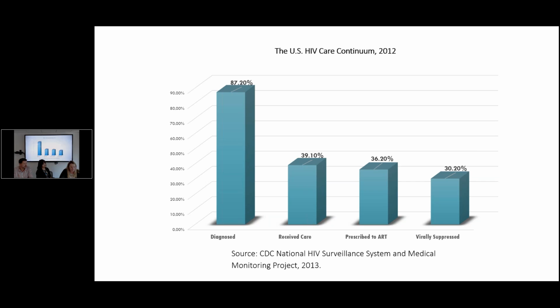U.S. clinical guidelines recommend that everyone that's diagnosed with HIV receive treatment, regardless of their CD4 count or viral load. Treatment with antiretrovirals can help people with HIV live longer, healthier lives and has been shown to reduce sexual transmission by 96%. According to the CDC, in 2012, approximately 36% of all people living with HIV in the U.S. have been prescribed antiretrovirals. So the next and last step is achieving viral suppression.